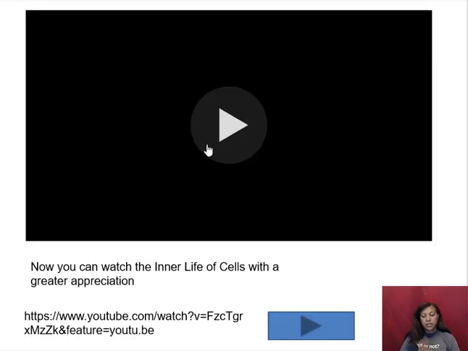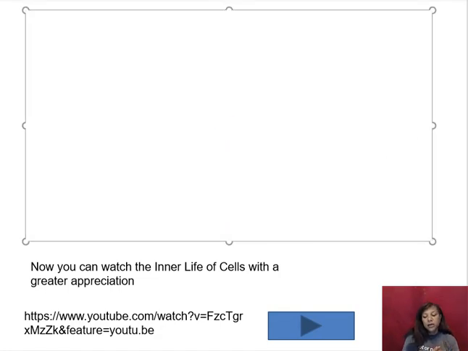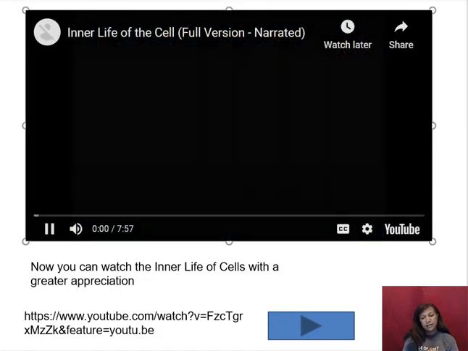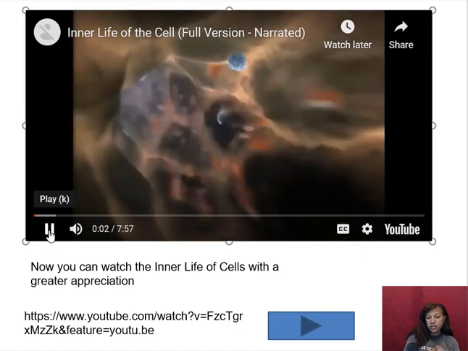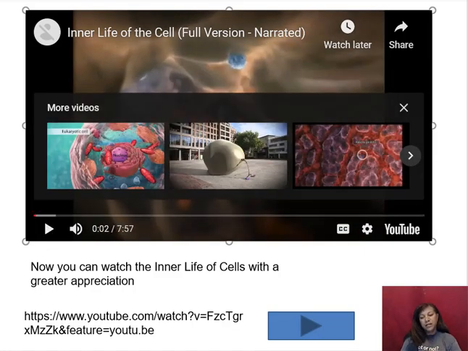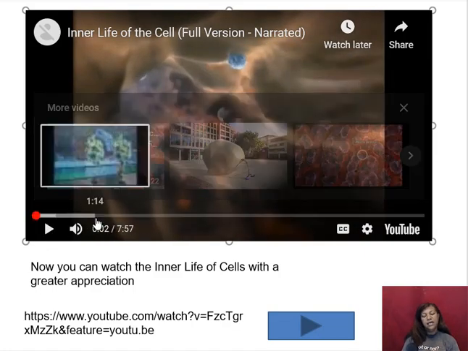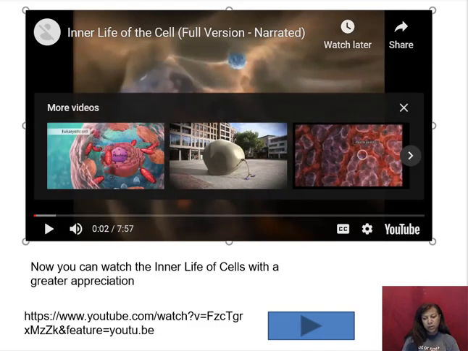Okay, so I want to just show you guys this movie of the inner workings of a cell, and I want you to see how dynamic the inside of a cell actually is. You just learned all the parts and the organelles that are in there, but I want you to see them in action because I think it really brings home how intricate the system is. And let's just take a look at it.